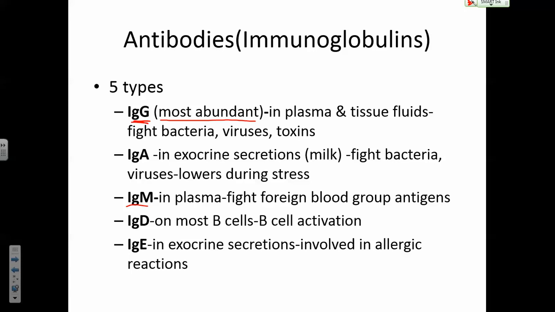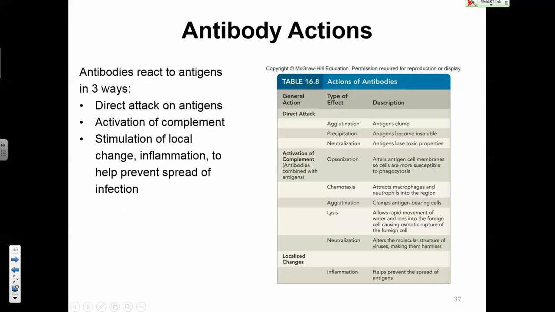Okay, and then IgD, these are found on most of the B cells, so evidently they're involved in B cell activation in some form. And then IgEs are involved in some of the hypersensitivity reactions, which is a fancy name for allergies. Okay, and as we look at allergic reactions later in the chapter, we'll see these.